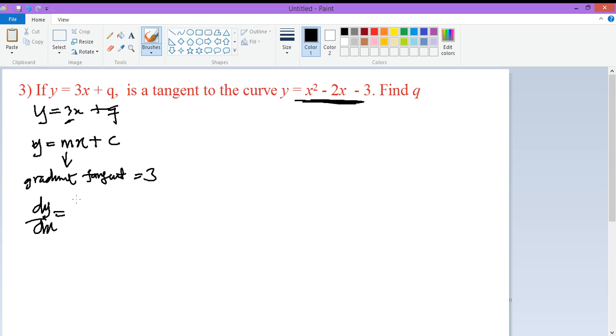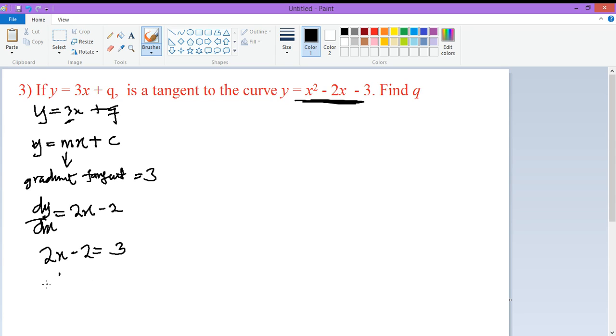Those who are joining the class for the first time, this should not be a problem. Now, at least, this is the third time I'm solving this. So 2x minus 2. The 3 drops off. Good. It means the 2x minus 2, which is the gradient function, is giving us the value 3. So we need to obtain the x value for which the gradient is 3.